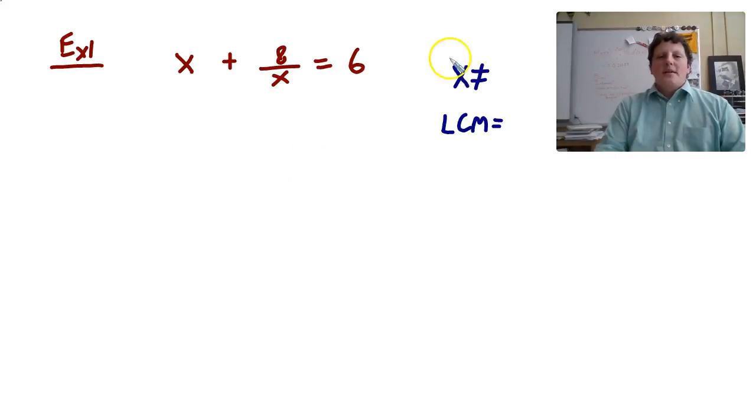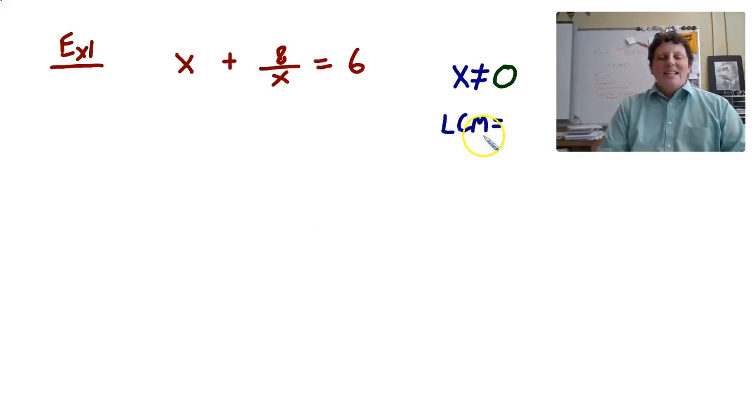So here's our first example, pretty simple: x plus 8 over x equals 6. First thing I want you to do is to identify anything that x cannot be, and to do that, remember, you just set your denominators equal to 0. So x can't be 0, because if I had 8 divided by 0, I would end up with a divide by 0 error, and this would be an undefined expression. It would be impossible to move forward.